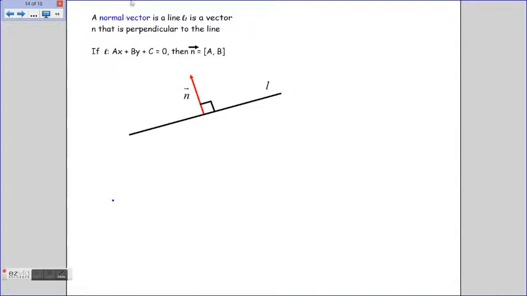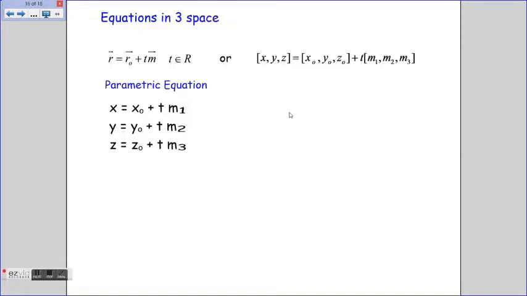I just want to introduce to you a concept called the normal vector. A normal vector of a line L1, which we denote as the vector n, is perpendicular to our line of interest. So if we had a line ax plus by plus c is equal to 0, then the coordinates of our normal vector are simply the coefficients of the variables. The coefficient of x and the coefficient of y correlate to the coordinates of the normal vector.